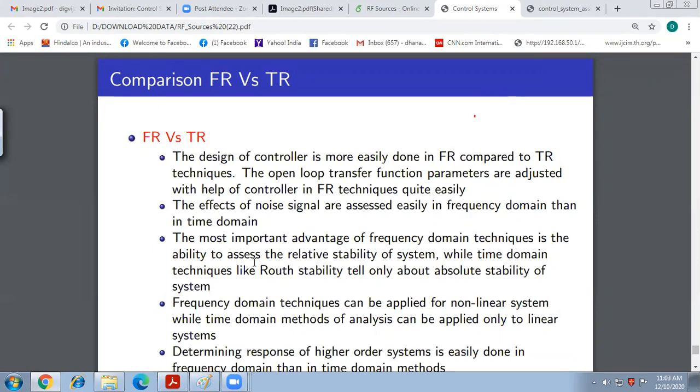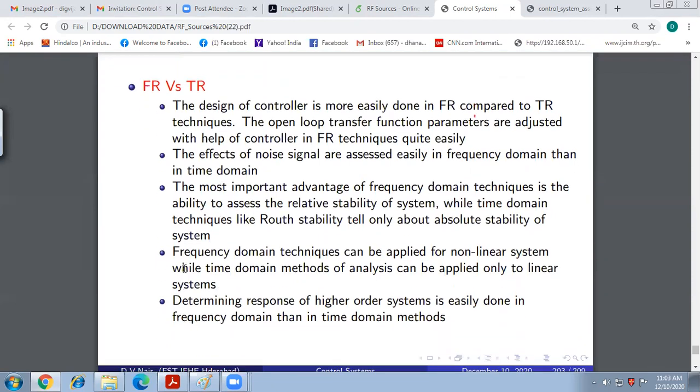Controller design also, the first point is telling us it is more comfortable when we are tuning or designing a controller. The frequency response is preferred over time response techniques. The last one here is telling us frequency response can be applied for non-linear systems, something interesting. The time domain techniques which we have seen are mostly restricted to linear systems. Then, determining response of higher order systems is also quite easy.